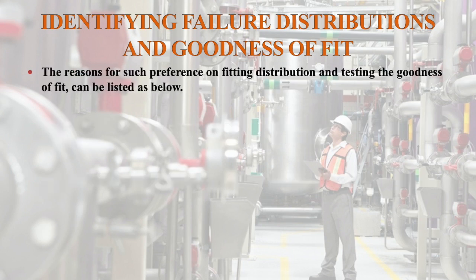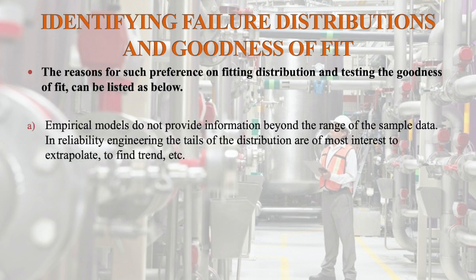The reasons for such preference for fitting a distribution and testing the goodness of fit can be stated as follows. A. Empirical models do not provide information beyond the range of the sample data. In reliability engineering, the tails of the distribution are of most interest, to extrapolate and find trends, etc.